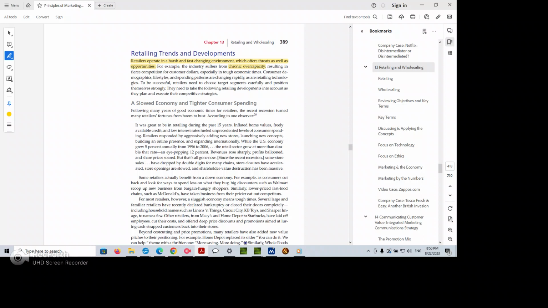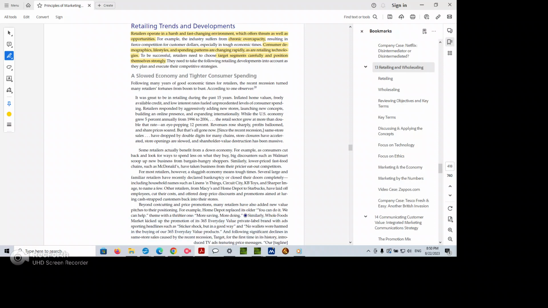All right, now there's something extra I thought I'd add to that. Consumer demographics, lifestyles, and spending patterns are changing rapidly as retailing technologies. Yes, so we have to look at the trends compared to technologies. Technologies change how people buy. Now, to be successful, retailers must choose to target segments carefully and position themselves strongly. They need to take the following retailing developments into account as they plan and execute their competitive strategies.